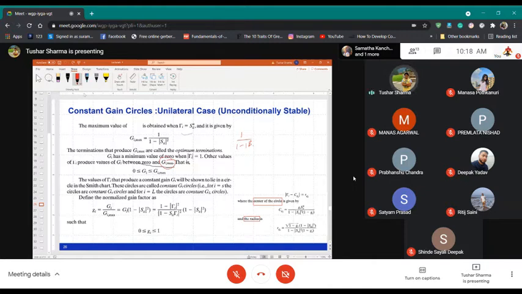Okay. So now if you want to plot those circles, like how we plotted the stability circles, you have to first use the following steps. Just bear with me for some time. It's a little complex, but we will get there.